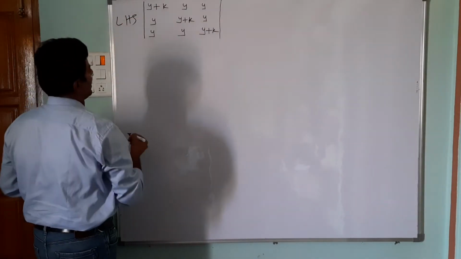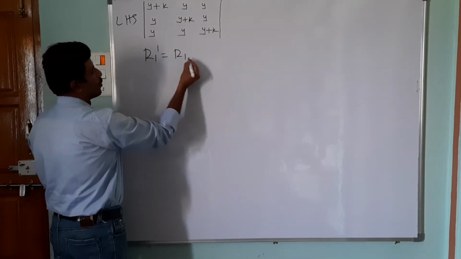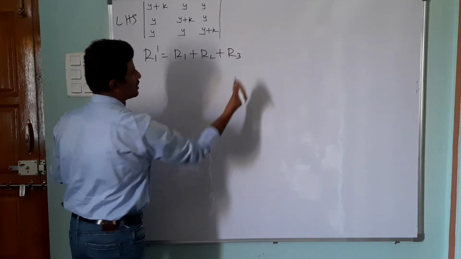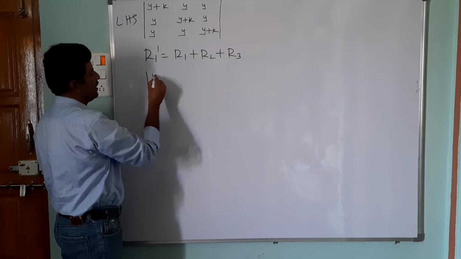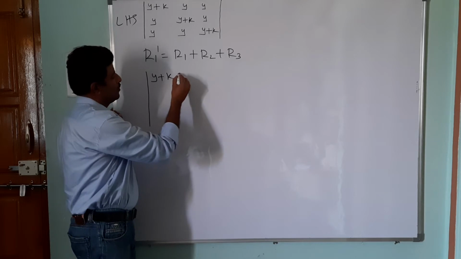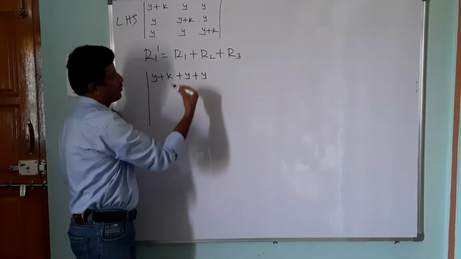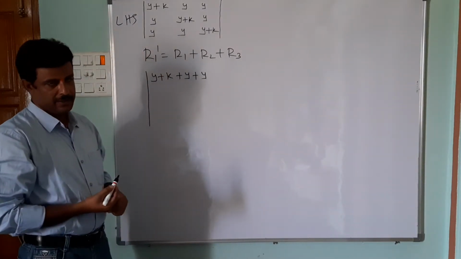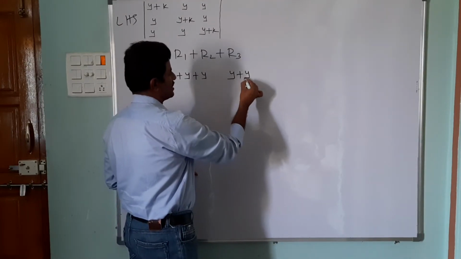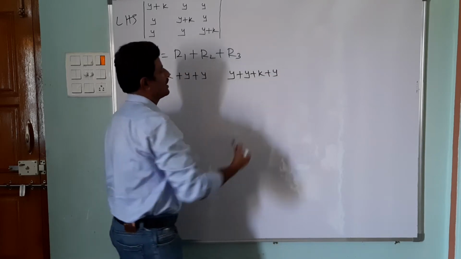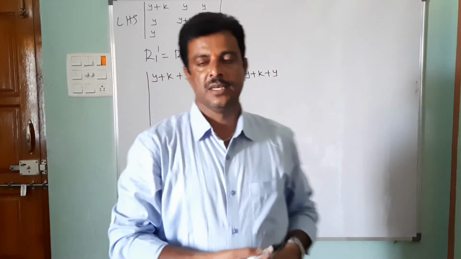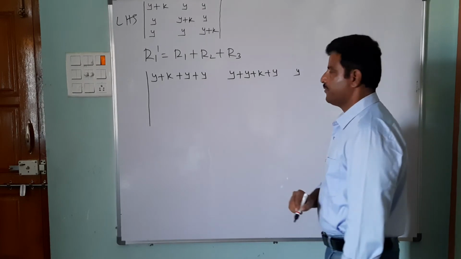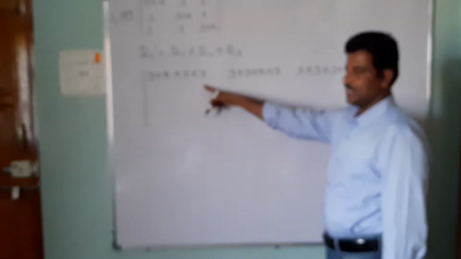Left hand side, LHS. Here operate R1 dash is equal to R1 plus R2 plus R3. So R1 dash: y plus k, first element of row number 1, plus first element of row number 2, plus first element of row number 3. Next I am going to the second element: second element of row number 1 plus second element of row number 2 plus second element of row number 3, y plus k plus y. Same as the previous problem. Next the third element: y plus y plus y plus k. These are the first element, second element, and third element.